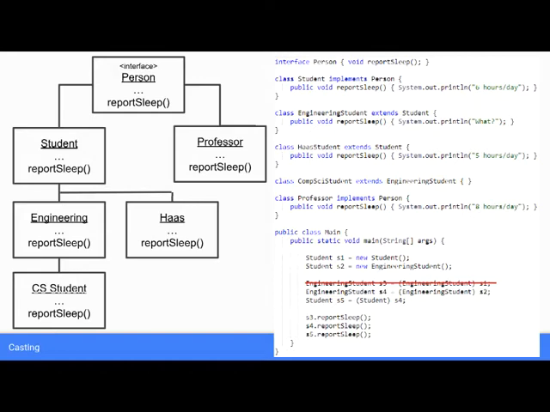For example here, S1's static type is student, and engineering student is a subclass of student. So we are casting S1 to its subclass, or in another case, S1 is an engineering student and we are casting to student, which is casting up. So either casting it to its subclass or casting it to its parent class. As far as I know, both of these are valid casts. So what if I cast it to a totally unrelated class?